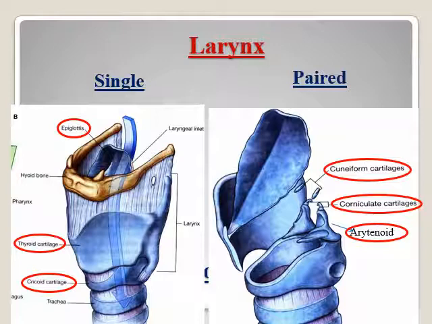The single cartilages are the epiglottis, thyroid cartilage, and cricoid cartilage, and the paired cartilages are the cuneiform cartilages, corniculate cartilages, and arytenoid cartilage.